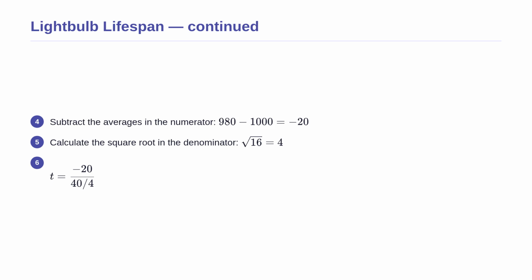Continuing with our calculation for the light bulb example, we subtract the averages on the top of the fraction. This gives us a raw difference of negative 20 hours, meaning our sample average is 20 hours below the claim. On the bottom, we take the square root of our sample size, 16, which gives us a clean denominator of 4. We are now ready to calculate the standard error. Remember, the standard error tells us how much we expect sample averages to naturally vary, just by random chance. This variation is our baseline for measuring the raw difference.